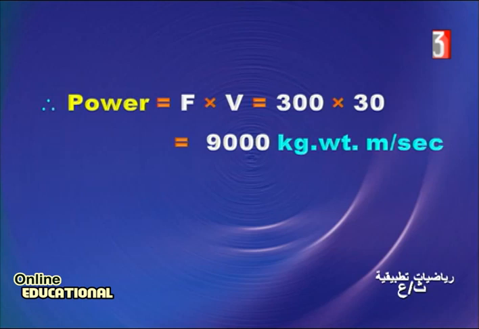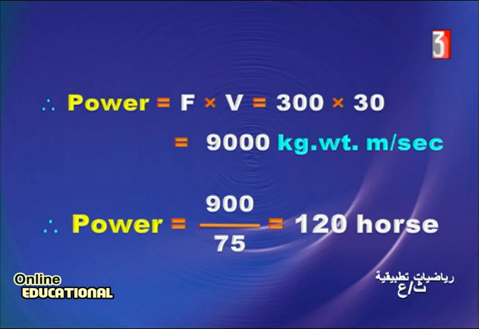But the required is the power of its engine in horse. Then we must change the unit from kilogram weight times meter per second to horse. Then the power equals 9000 divided by 75 equals 120 horse, which is the power of a car of mass 2 tons moves on a horizontal road with uniform velocity of magnitude 108 kilometer per hour against a resistance equivalent to 150 kilogram weight per each ton of the mass of the car.